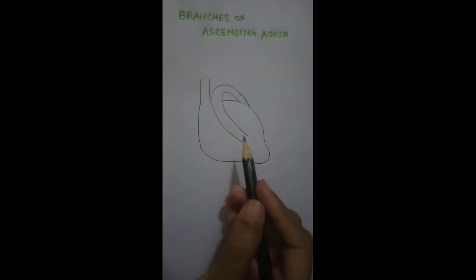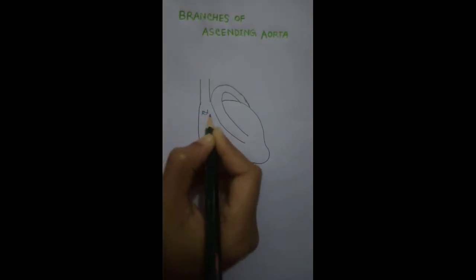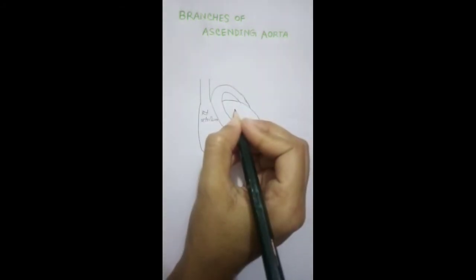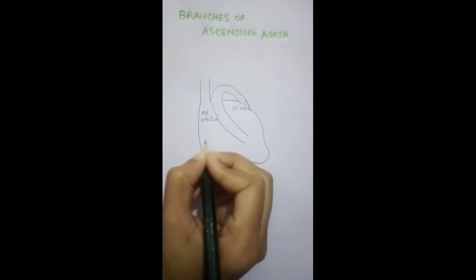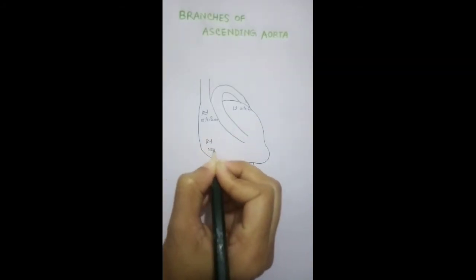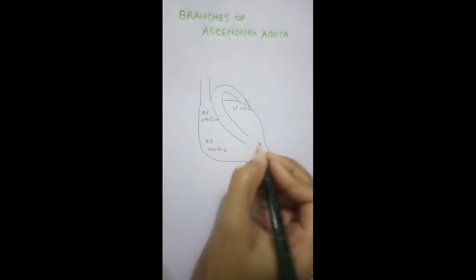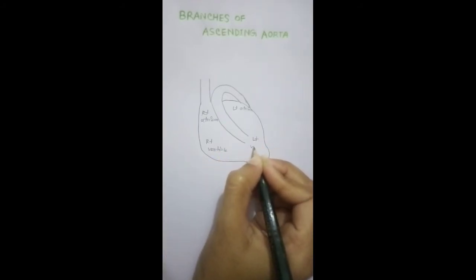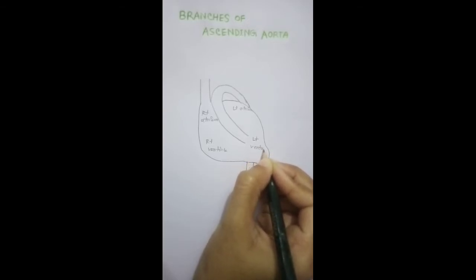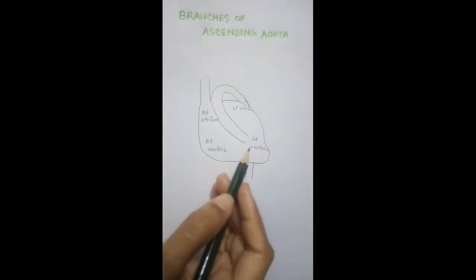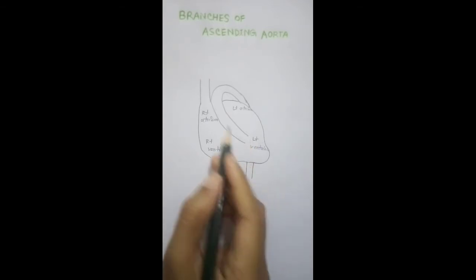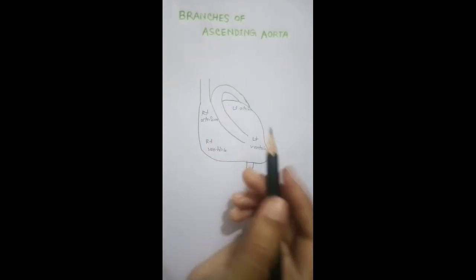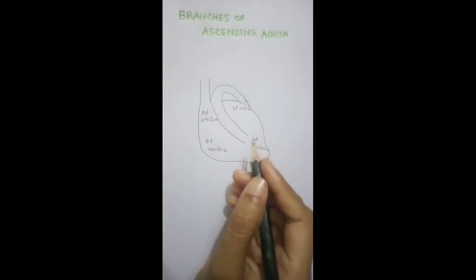The heart has four chambers: the right atrium, left atrium, right ventricle, and left ventricle. From left ventricle arises a great arterial trunk. This is the aorta, and it is a type of elastic artery.